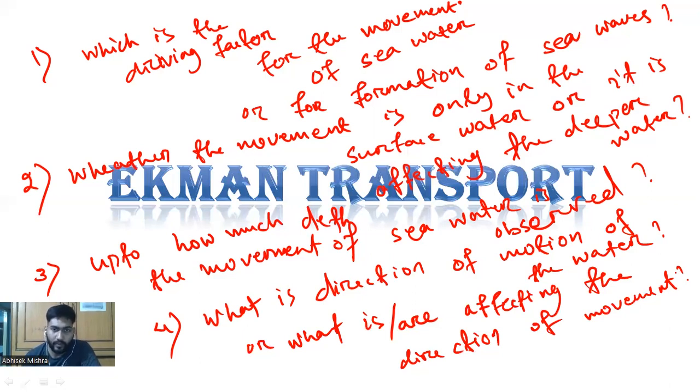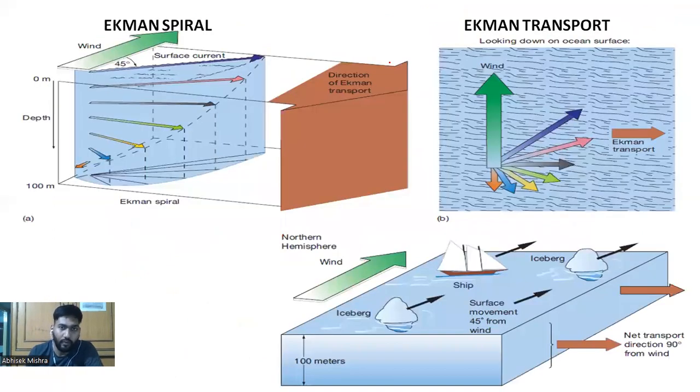All these questions are answered by a mechanism called Ekman transport. The first question was, what is the driving factor? The driving factor is wind. Because of wind only there is movement. Wind is responsible for the movement of the water. How? When wind flows on the surface, it drags the surface water, so the surface water is set in motion.